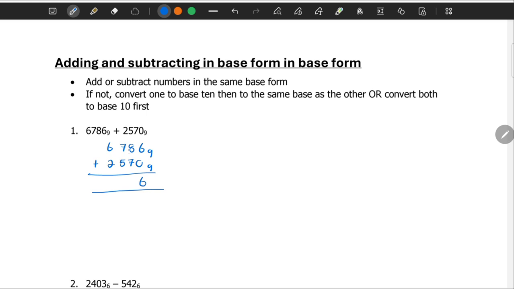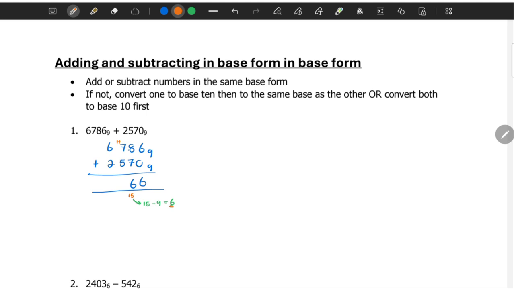The next one is 8 plus 7, which is going to be 15. And we know that this is greater than 9, because 15 minus 9 will give you 6, and 6 is the remainder. So then what you write is 6, but then you add 1 to the next number. So you write 6, and then plus 1 up here.